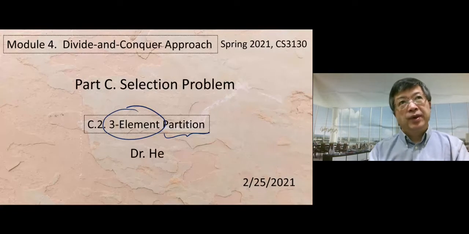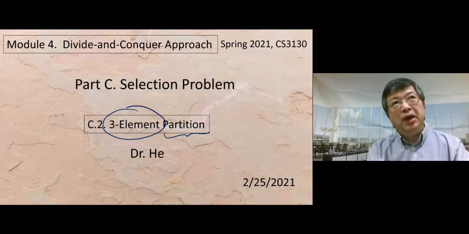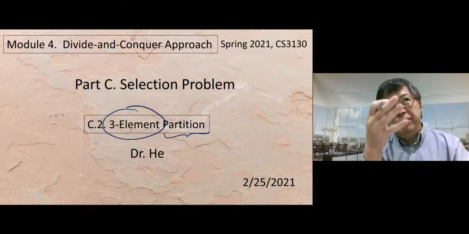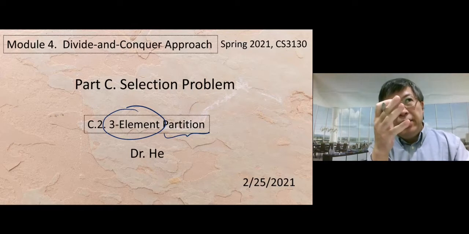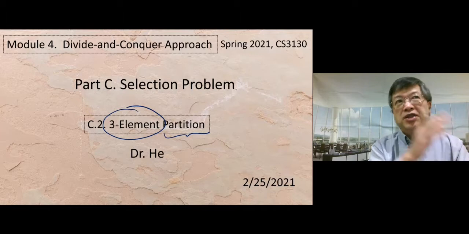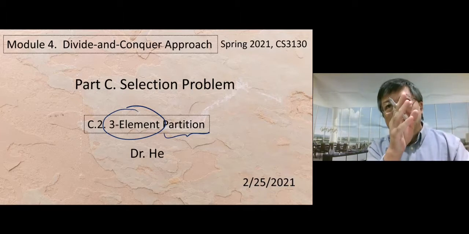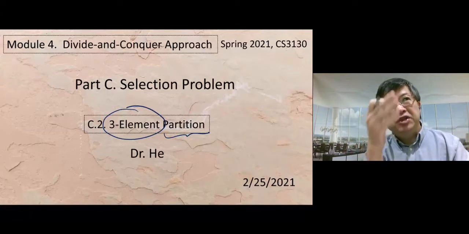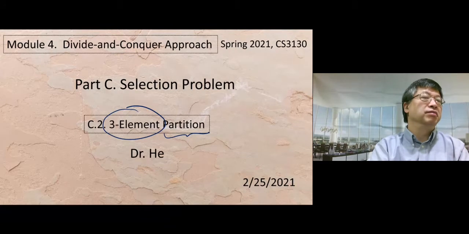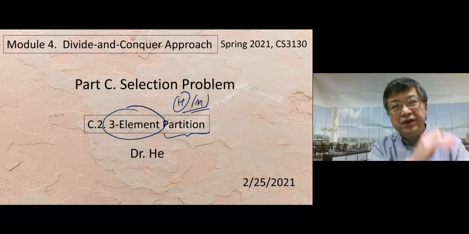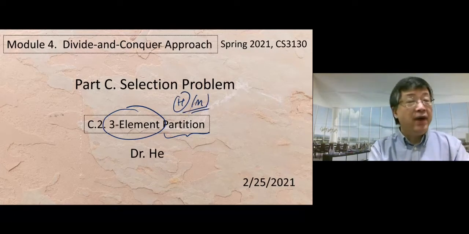But we need to do a lot of work. But this 3-element partition is relatively simpler. Later, we need to do 5-element partition, because 3-element partition still has some problem, cannot give us a satisfied solution. Cannot give us the solution in big theta of n. Not there yet. Very close, but not there yet.